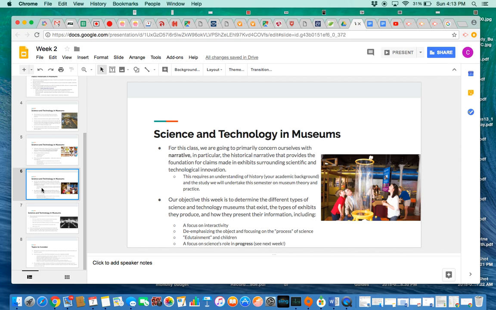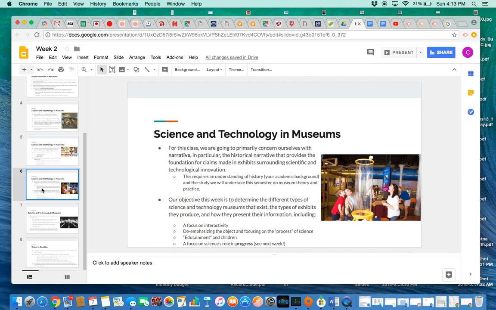For this week, what I'm concerned about is making sure that we have that foundation in place, which is knowing the different types of science and technology museums that exist, the types of exhibits that they're doing, and how they present their information. Since we're looking at so many different types, there are different focuses depending on the type of institution, but when we're generally talking about the popular science center today, there are a few key pieces that we see playing out, which you should be able to tell from the readings.